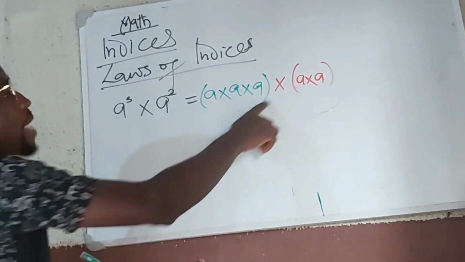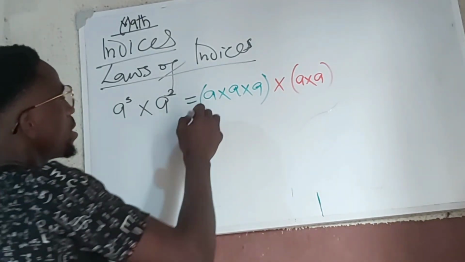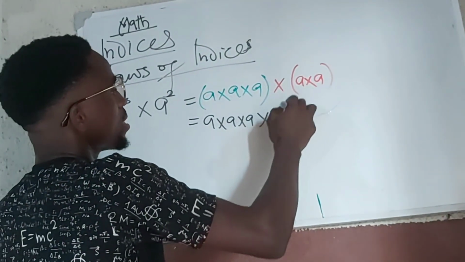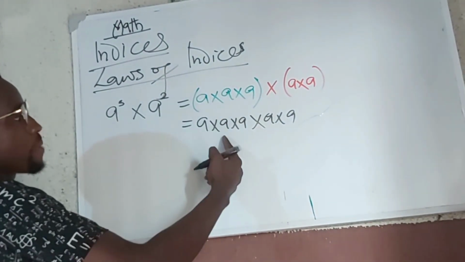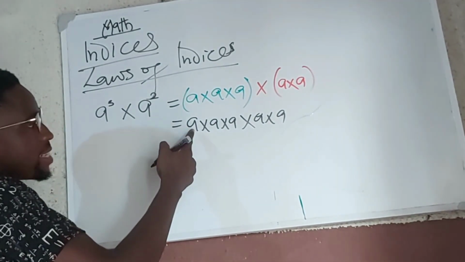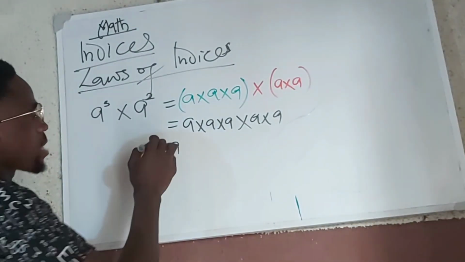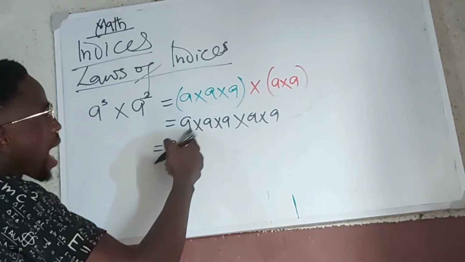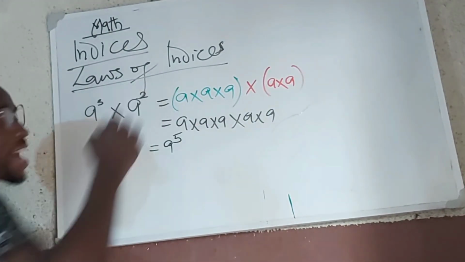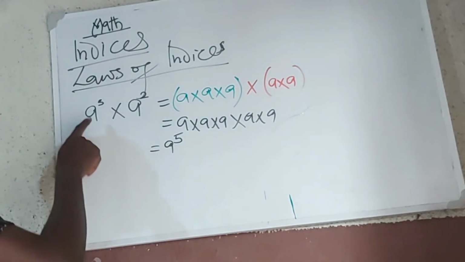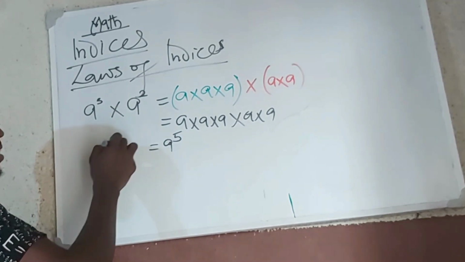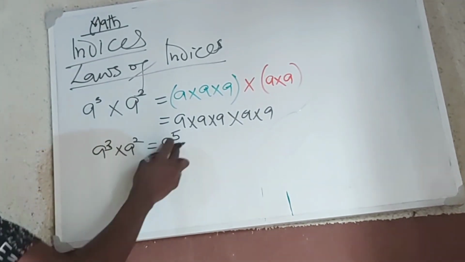So if I remove the brackets, I'll have the same thing as a times a times a times a times a. This is for the first part, and the last two are for the second part. When I join them, I count the number of a's to write them in index form. So this is a raised to power 1, 2, 3, 4, 5. This whole thing sums up to a raised to power 5, right? So you can now see that I have a to power 3 times a to power 2, and at the end of the day, I have my answer to be a to power 5.